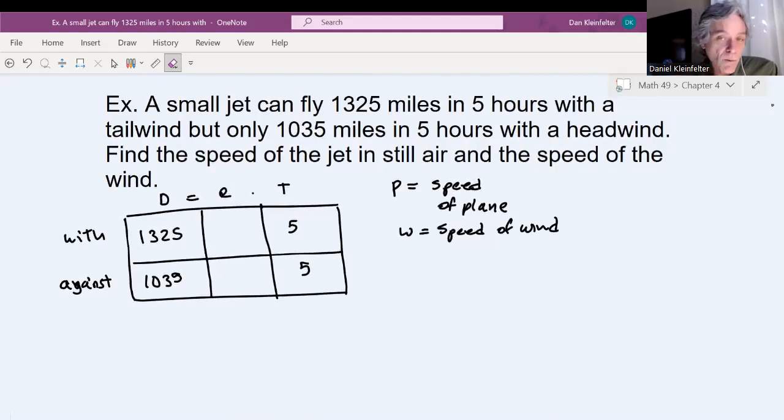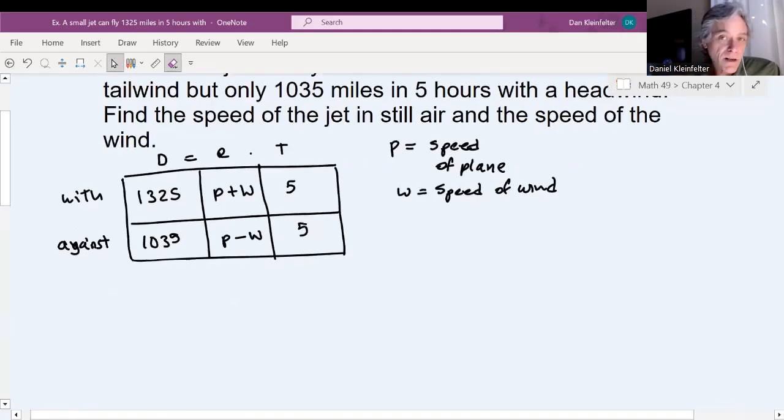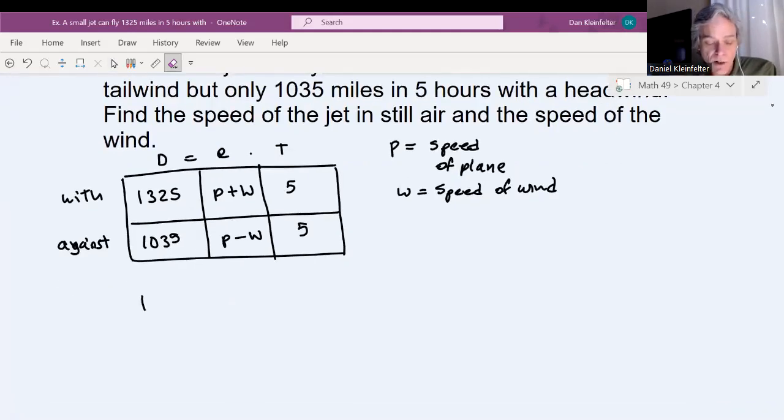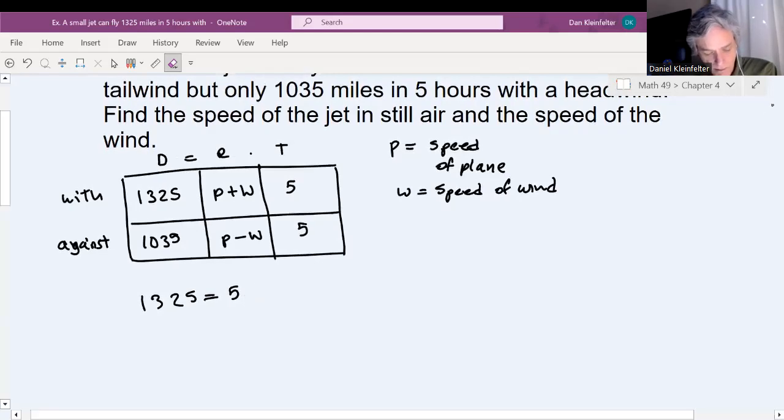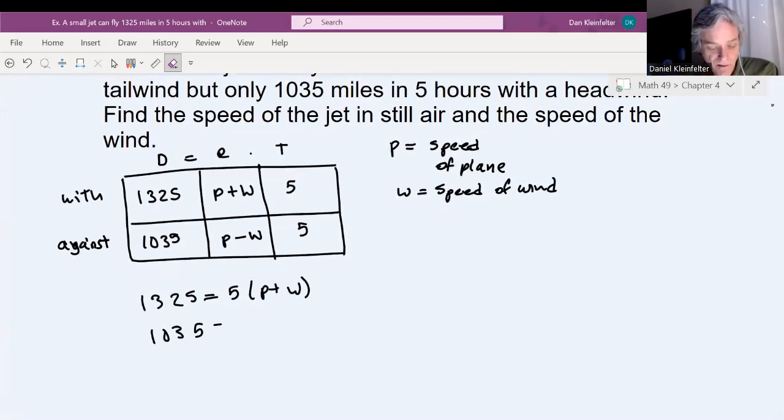Okay, when we're going with the wind, that's kind of like going downstream for the boat, we'll have the speed of the plane plus the speed of the wind. When we're going against the wind, we'll have the speed of the plane, but we'll have to subtract the speed of the wind because the wind is pushing back against the plane. All right, so this will give us our completed table. We'll use that to get two equations. 1,325 will be 5 times p plus w. And then 1,035 will be 5 times p minus w.